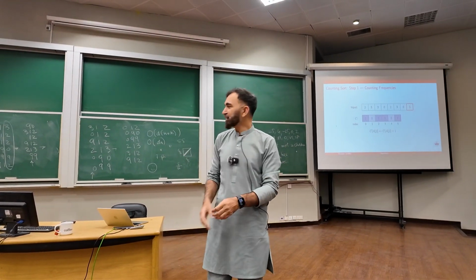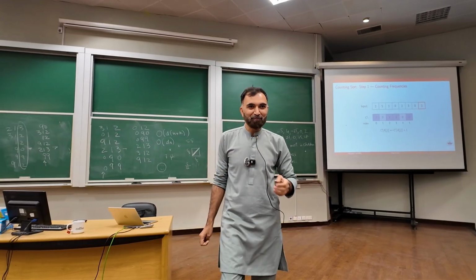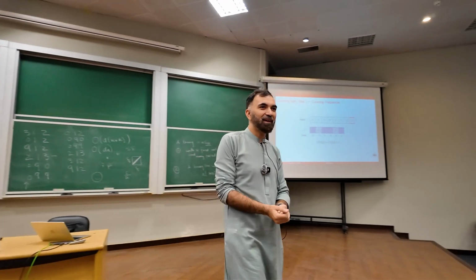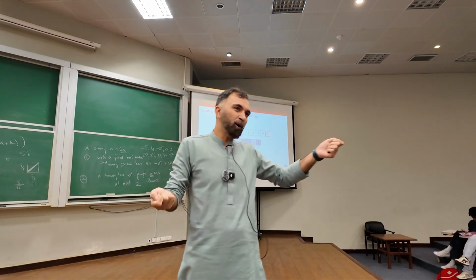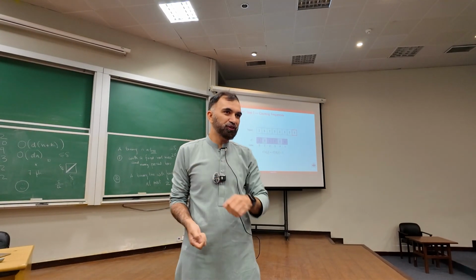Okay, I think that's where I'm going to stop. Otherwise, you're going to kick me. D is the number of digits. All right? So if you have 1,000 digits, then D should show up here.